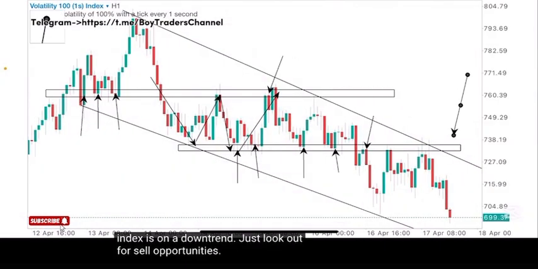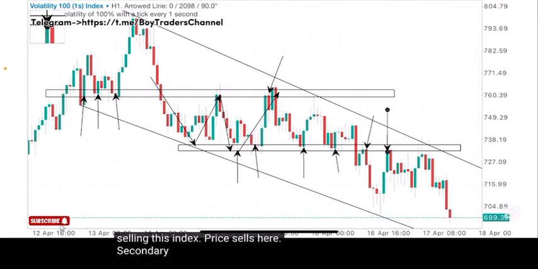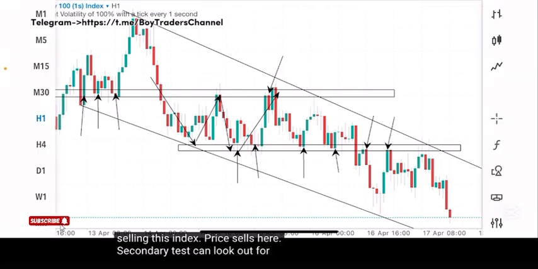Just look out for sell opportunities here. The price coming to retest this level would be selling this index. First sells here, second retest, can still look out for sell opportunities.